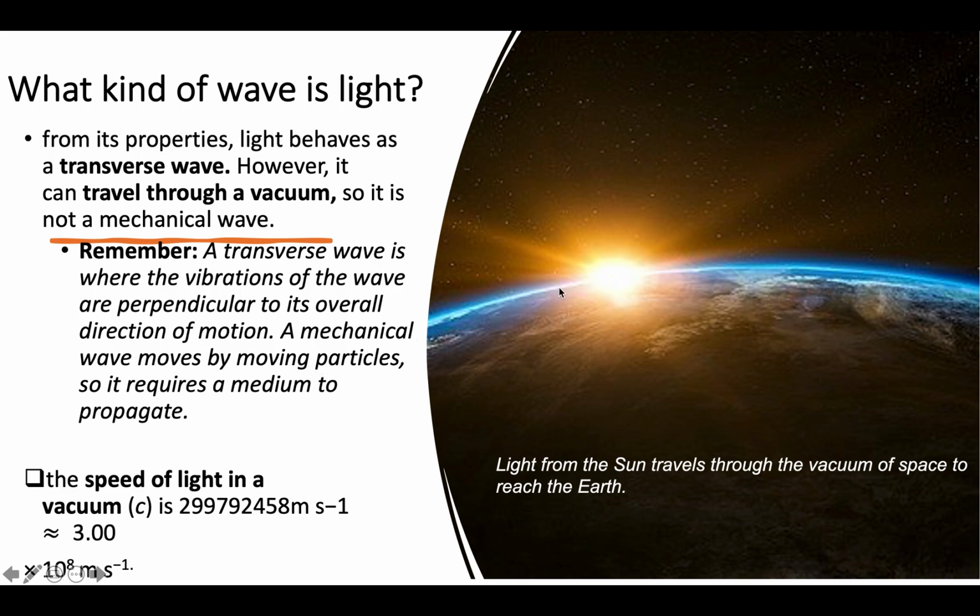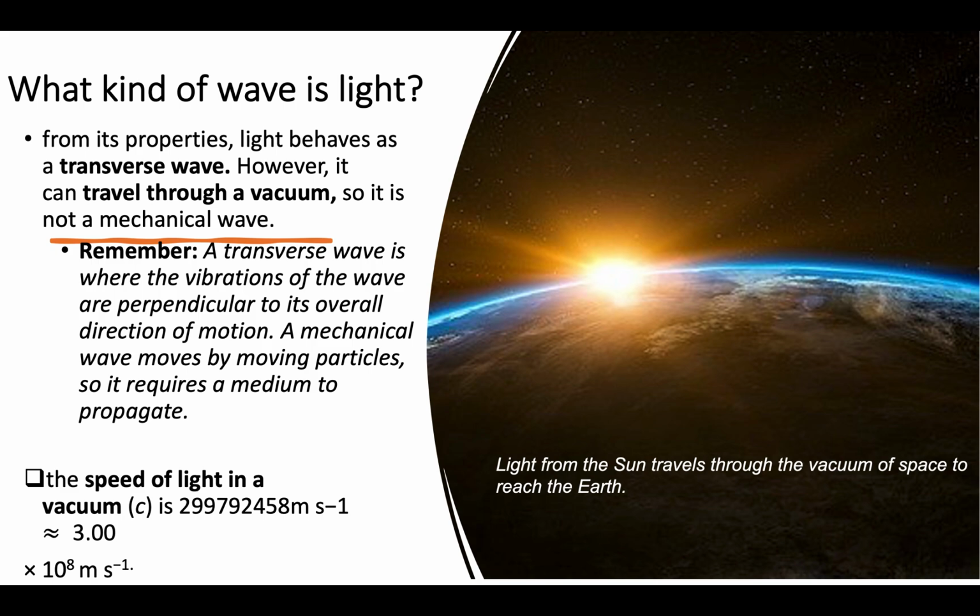So here, for example, you can see the sun's light coming from space, traveling through the vacuum of space. In this case, it doesn't need a material to move. As a result, it is not considered a mechanical wave, because mechanical waves require a medium to propagate. An example of a mechanical wave is a water wave. The waves in water cannot move without the body of water to propagate, to move from one end to the other. So they need a medium.